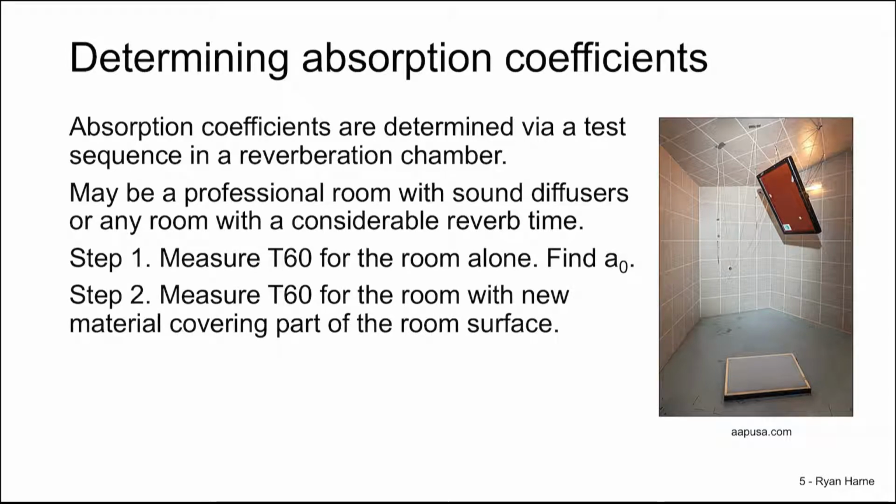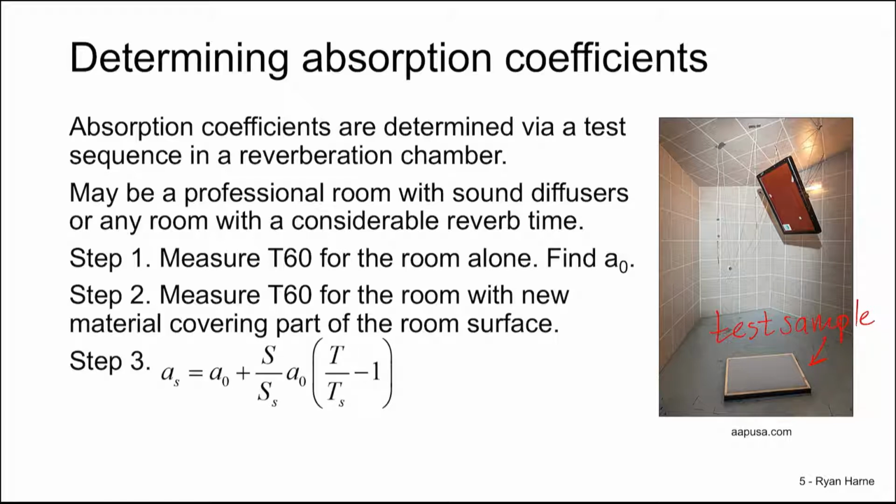The next step is to measure the T60 in the room with a new material that covers part of the room's surface. We see in the example on the right that the test sample is sitting on the floor, so it exactly covers the part of the room and doesn't artificially introduce new area. If we're trying to measure the T60, for instance, of a couch, we might need to move the couch into a corner of a room like this.